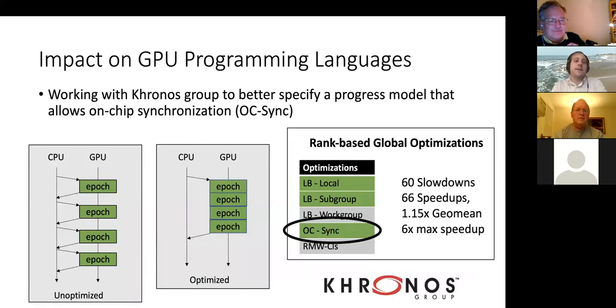Just a final mention here is that when we do this work, we're also looking to have impact on GPU programming languages. Like I mentioned, this on-chip synchronization is not officially supported by GPU programming models. It's something that GPU programmers have found seems to work on GPUs that are deployed. So from this work, we've been interacting with the Khronos group, who provide languages like Vulkan and OpenCL, and we're working with them so that we can get official support for these optimizations like on-chip synchronization, because this optimization is in fact one that is enabled by our rank-based performance portable optimization strategy. So it is important to have, even though it's not officially supported.